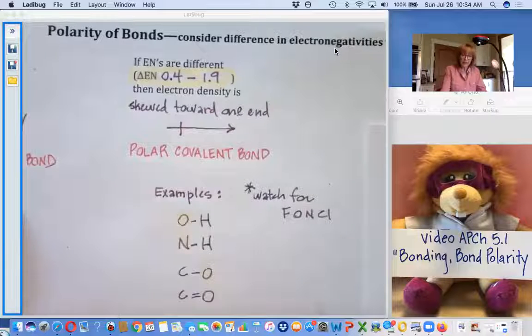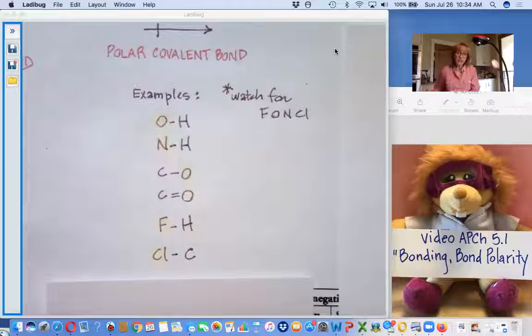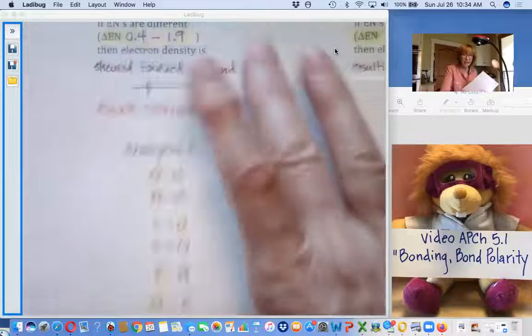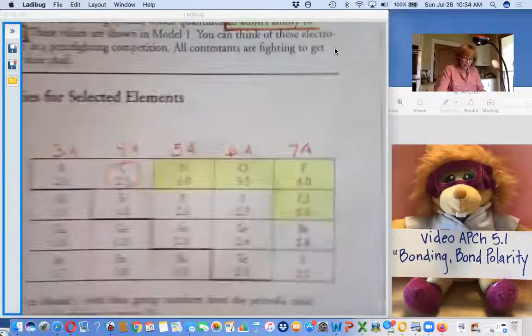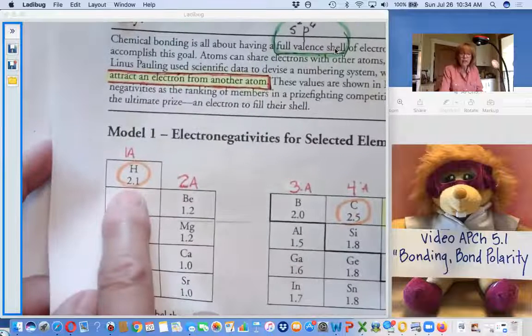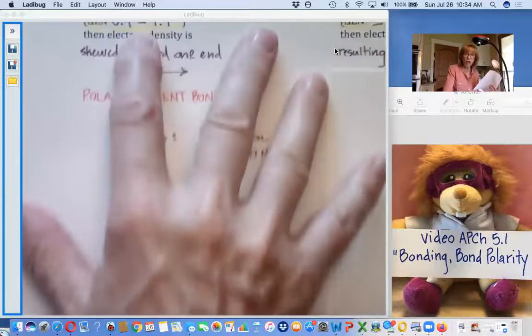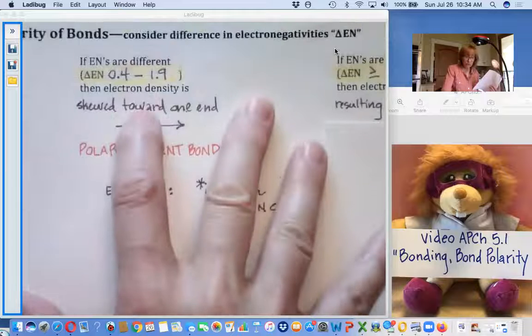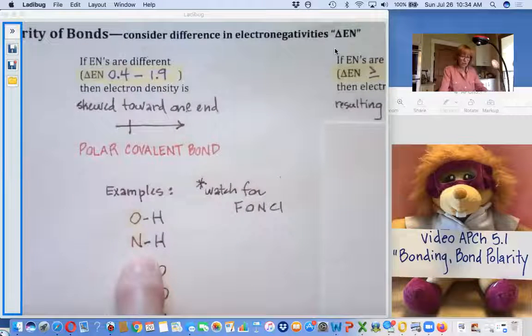Now here are some examples. I'd like you to write those down. In each case, the difference in electronegativities is in this range. So oxygen to hydrogen, 3.5, 2.1. That's a difference of 1.4. Okay, that falls in our range. Nitrogen to hydrogen.